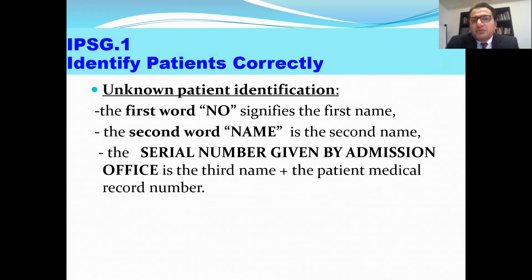Also, if you have an unknown patient, for example, some facilities could face this scenario, like a patient dropped off from a road traffic accident or a traumatized patient. By any means, they come to you seeking healthcare. What are you going to do? Okay, they are unconscious. You would say unknown patient identification. So what is the way we should do this? This is something we really need to think about. If you have unknown patient identification, remember his first word will be No, signifying the first name, and the second word will be Name, signifying his second name.